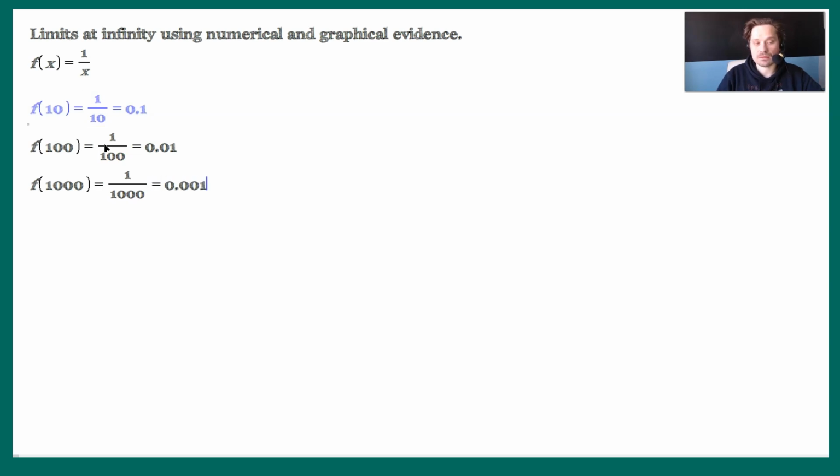So as x increases, we can tell that the outputs are getting smaller and smaller. This pattern suggests that the following is true. The limit as x goes to positive infinity of 1 over x is equal to 0.